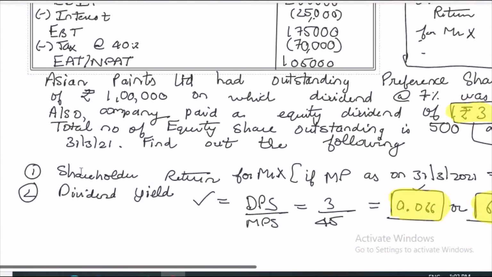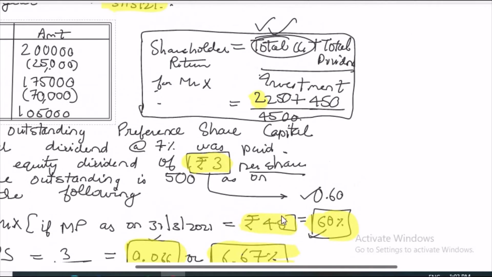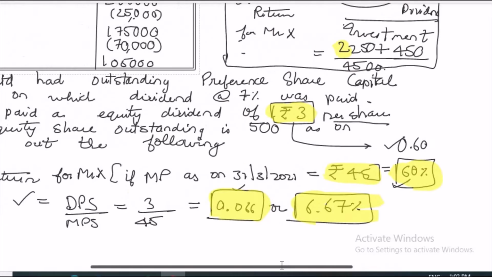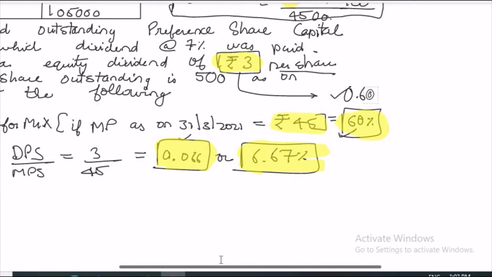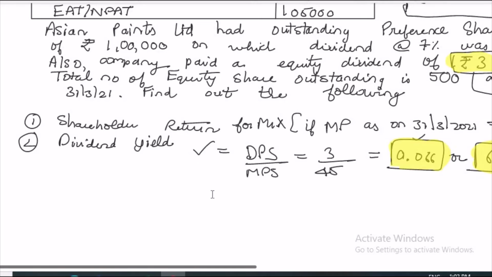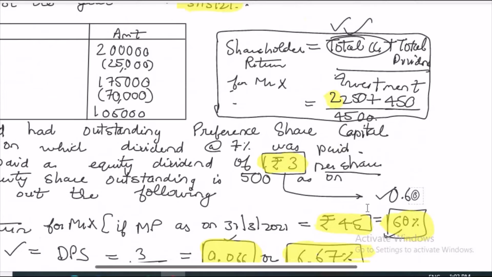First we have to find out the shareholders return for Mr. X if the market price as on 31st is rupees 45. How did you get this 45? As we know, 3 rupees per share is 0.60, so that is rupees 45 at 60%. How did you find it? I will teach you all.